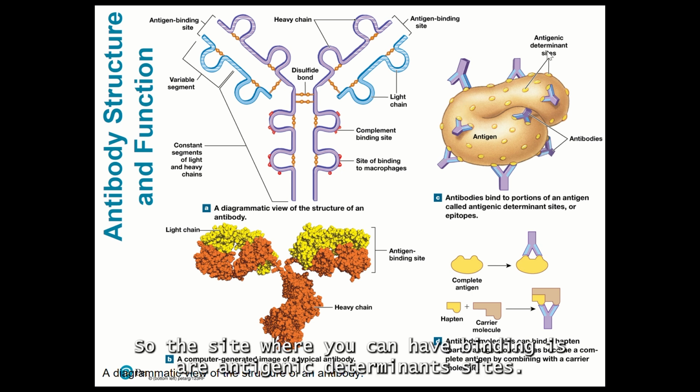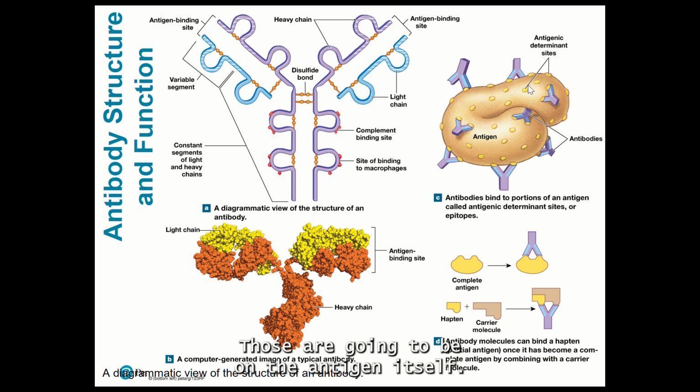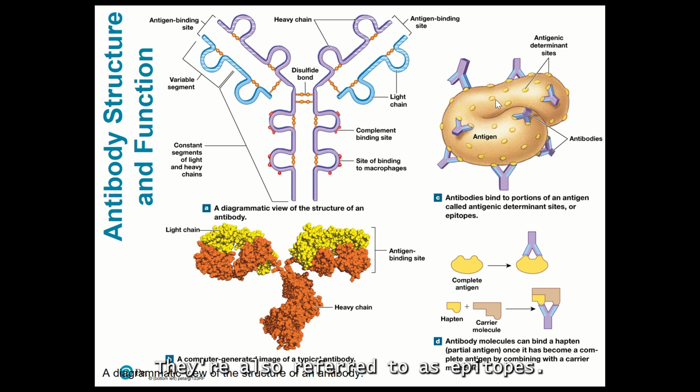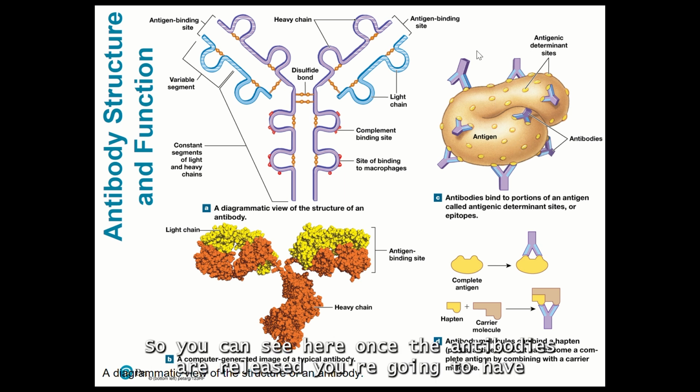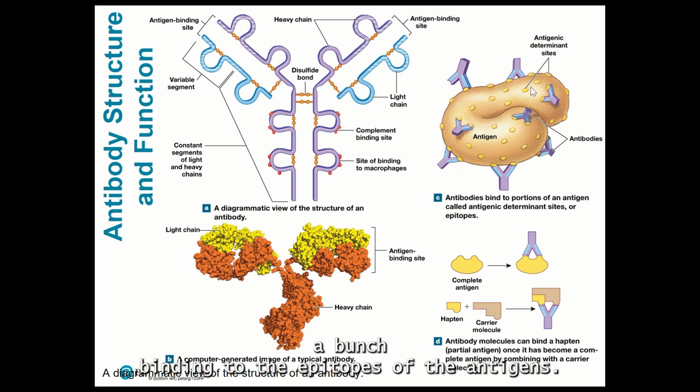So the site where you can have binding is our antigenic determinant sites. Those are going to be on the antigen itself. And so those are the spots. They're also referred to as epitopes. So antigenic determinant sites, or epitopes, that's where the antibody can actually bind. So you can see here, once the antibodies are released, you're going to have a bunch binding to the epitopes of the antigens, and the antigens, of course, are on the pathogens.